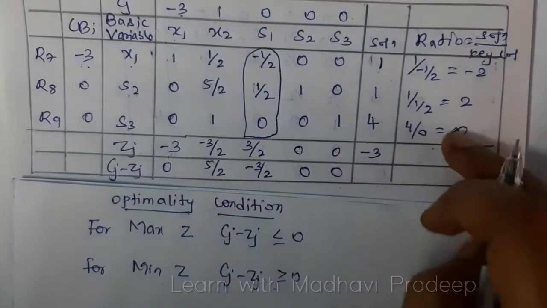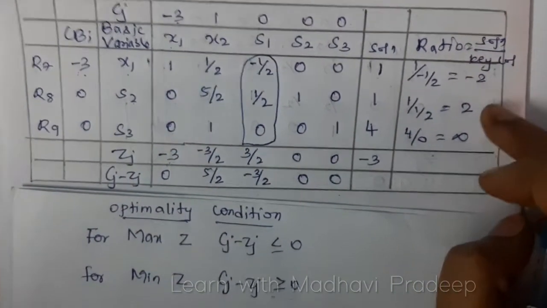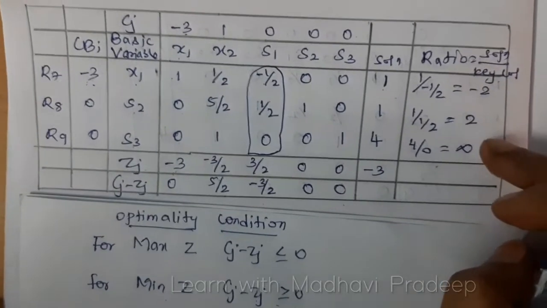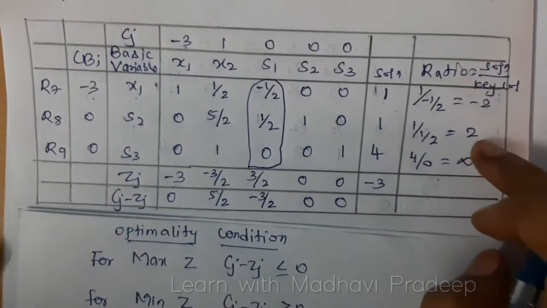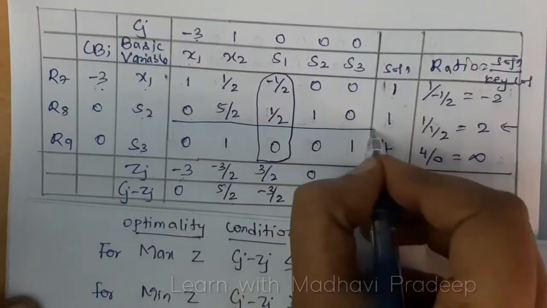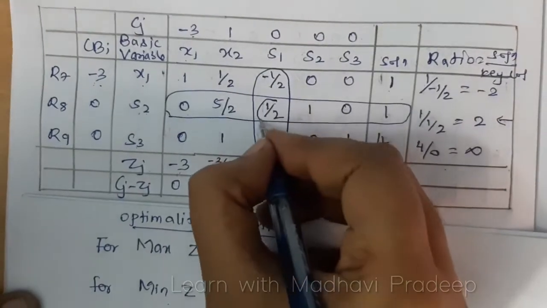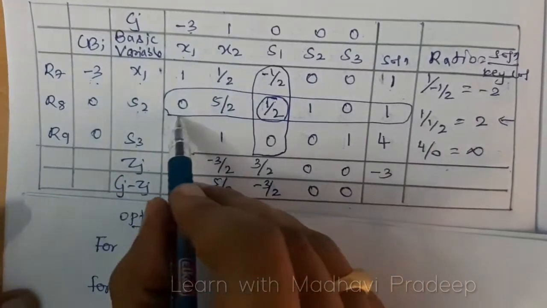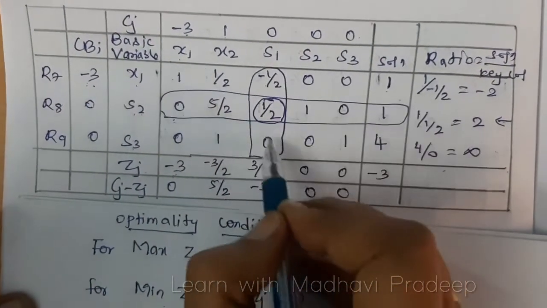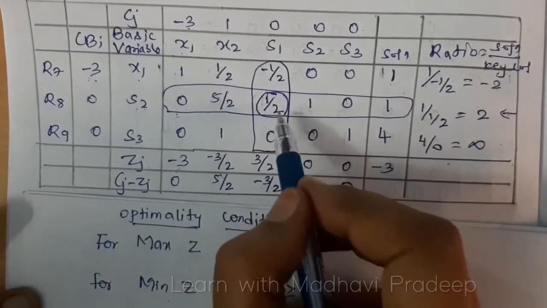As I told you, in the ratio only positive values we need to consider. We need not consider negative and infinity values. So here, we have only one positive value. So select this row as the key row. You have to select up to the solution. And the key value here is 1 by 2, because the key row and key column intersect at this point. So the key value is 1 by 2.